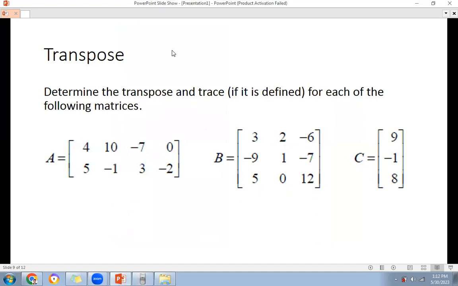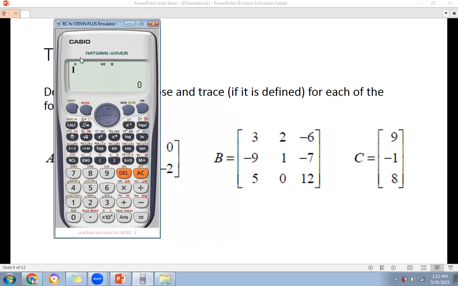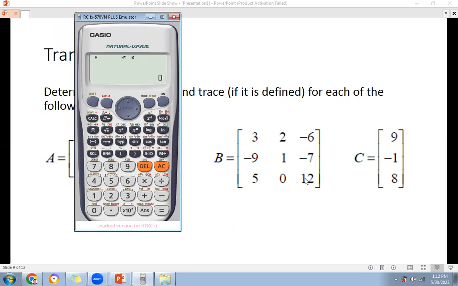So for the trace, how do you get the trace? The property of trace is simply that you add the values on the diagonal. In that case, that is 3 plus 1 plus 12, which equals 16. It's only applicable on square matrices. So on A and C, trace is not applicable.